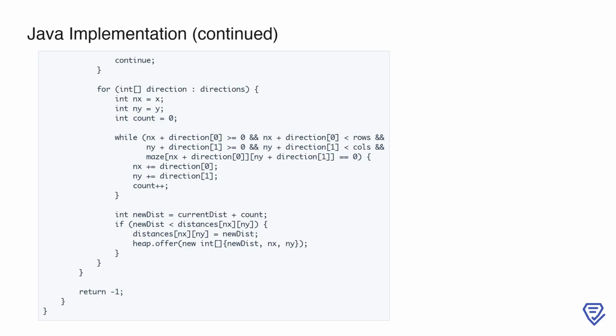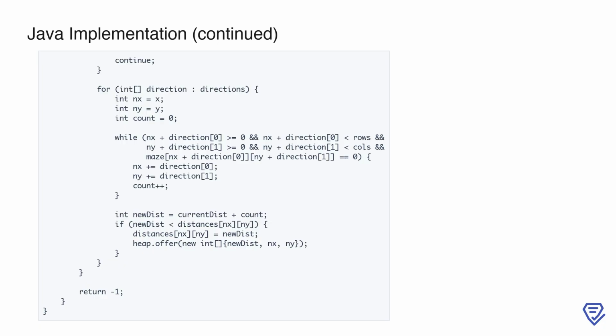Then, we use a while loop to continue rolling the ball in the current direction until it either hits a wall or goes out of bounds. Each time the ball moves, we increment the count and update nx and ny accordingly. After determining the new position and the distance traveled, we calculate the new dist by adding the count to the current distance. If this new distance is less than the recorded distance for the new cell in the distances array, we update the distance for that cell and add it to the priority queue for further exploration. This ensures that we only process cells that might lead to shorter paths.